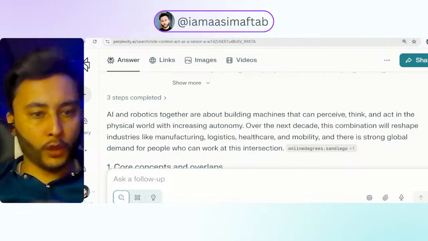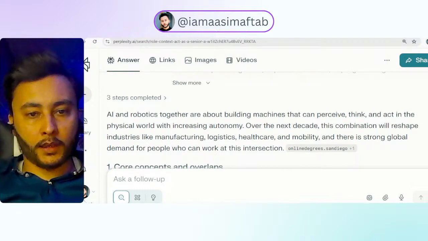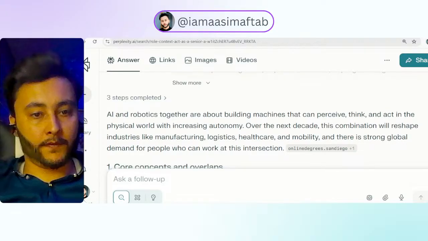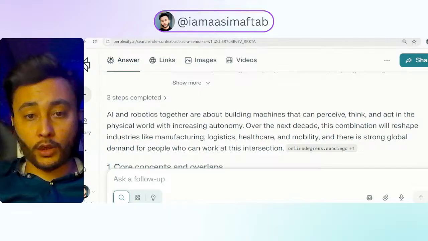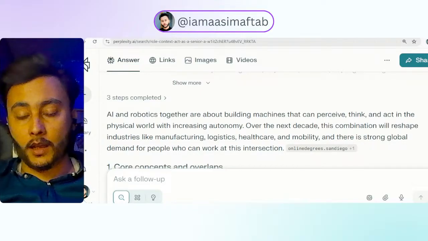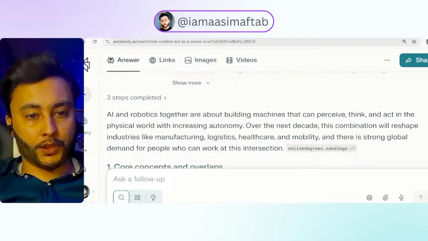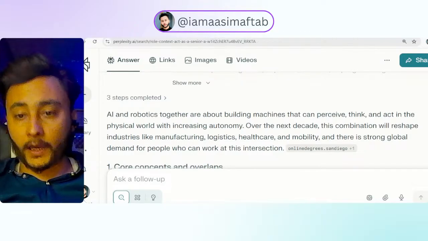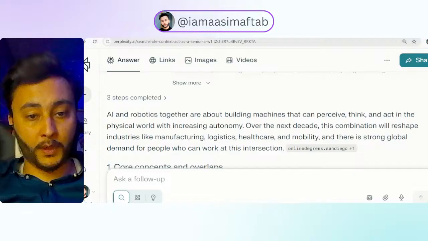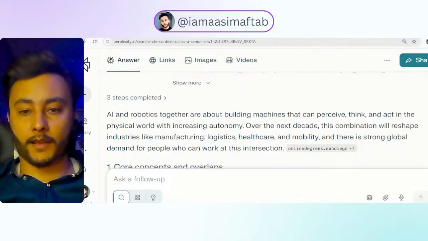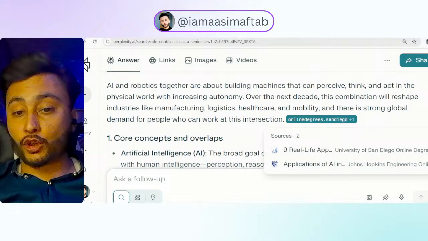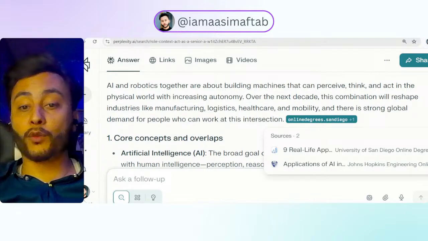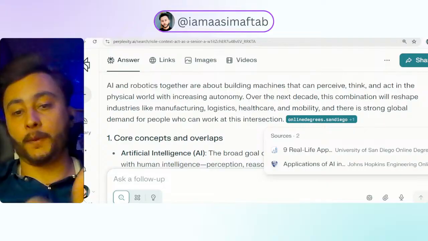Yes. So it says AI and robotics together are about building machines that can perceive, think, and act in the physical world with increasing autonomy over the next decade. This combination will reshape industries like manufacturing, logistics, healthcare, and mobility. And there is strong global demand for people who can work at this intersection. Here is the source. Here's the source link where you can read the whole article and the research paper as well.